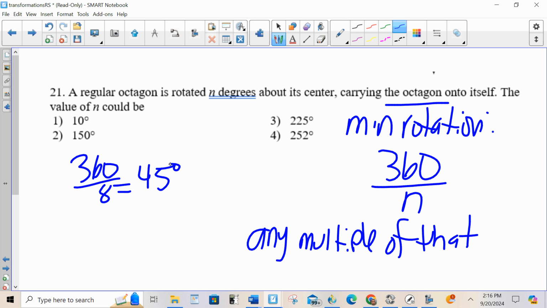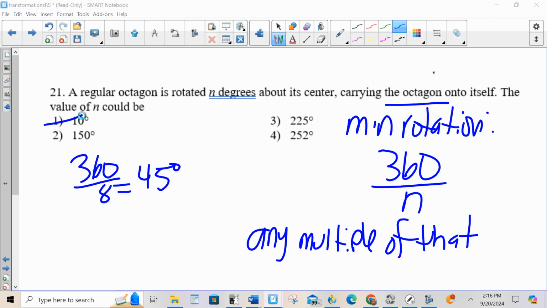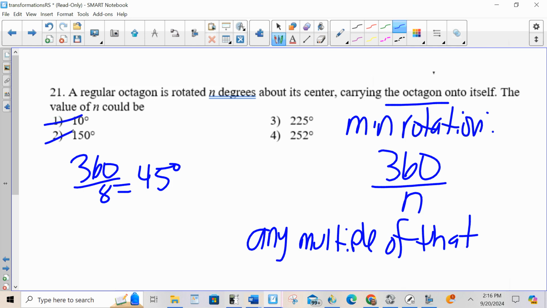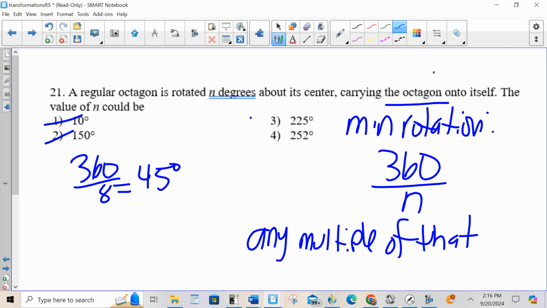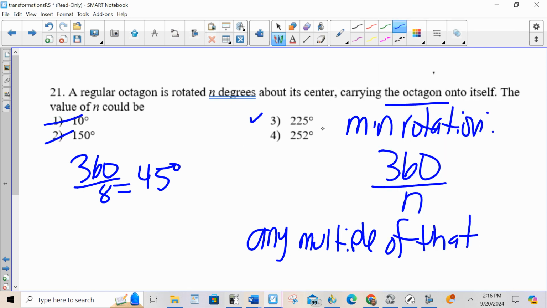I don't see that there. Any multiple of that will also map it onto itself. So now I need to go through the choices and see which one is a multiple of 45. Well, it obviously can't be 10 because it's smaller than 45. So is 150 a multiple of 45? Well, 150 divided by 45? No. 225. Is 225 a multiple of 45? Yes. So that one looks good. I'm going to go through all 4 choices, though, to be sure. 252 divided by 45. Nope. Choice 3 is your answer.